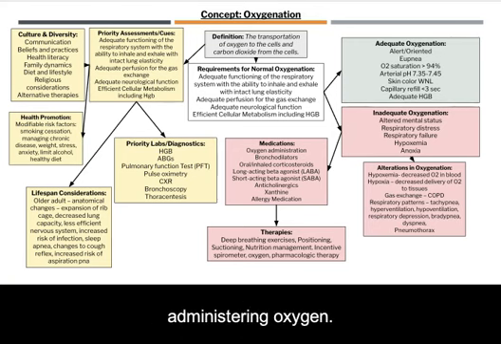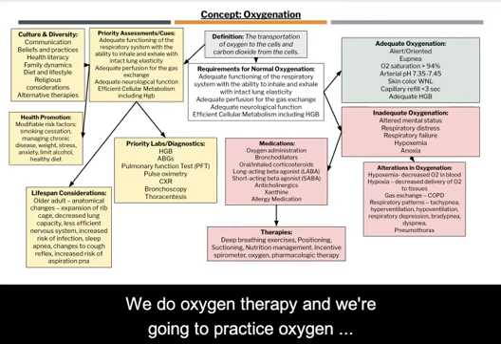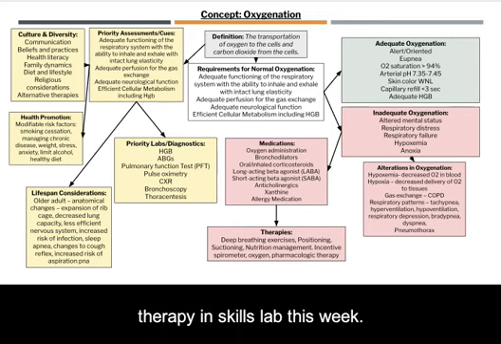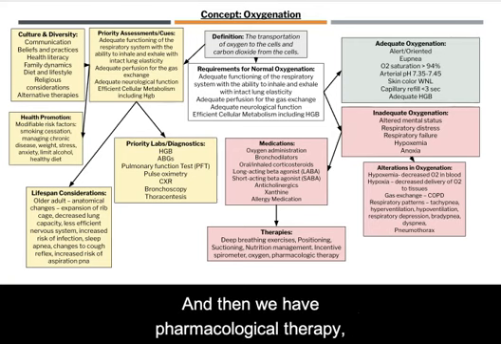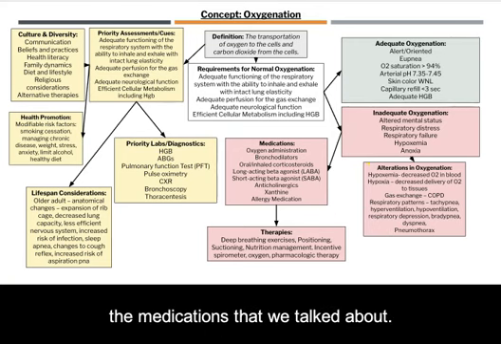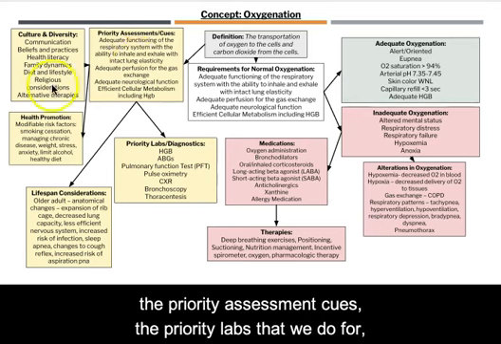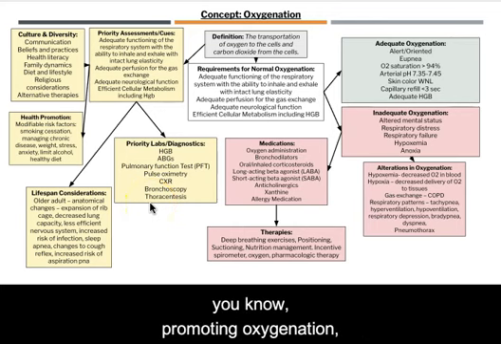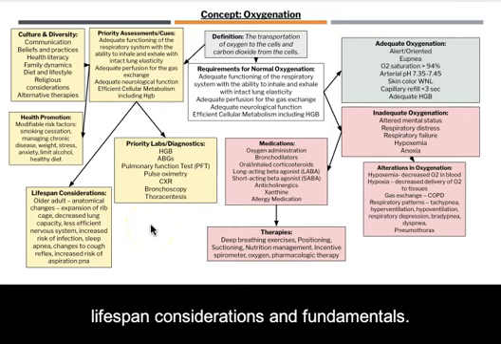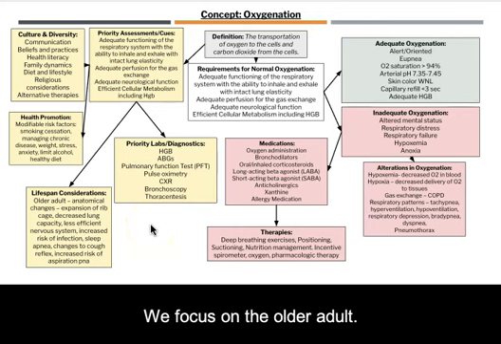Then we have administering oxygen. We do oxygen therapy, and we're going to practice oxygen therapy in skills lab this week. And then we have pharmacological therapy, the medications that we talked about. So please go over the priority assessment cues, the priority labs that we do for promoting oxygenation, lifespan considerations, and fundamentals. We focus on the older adult.